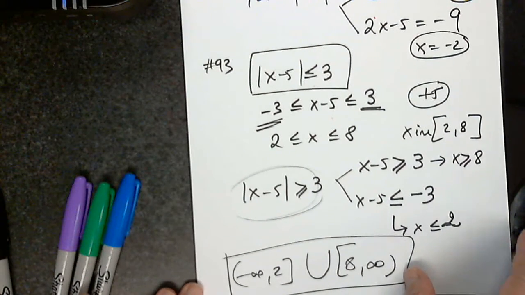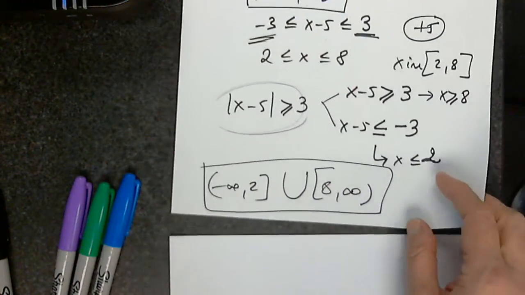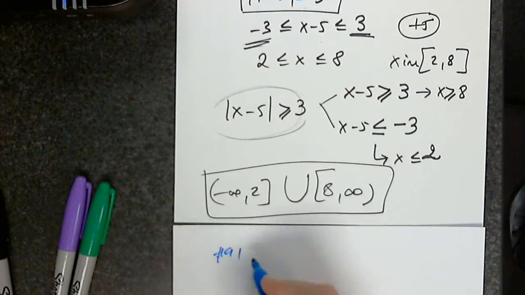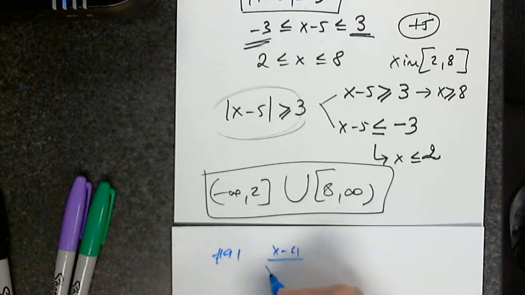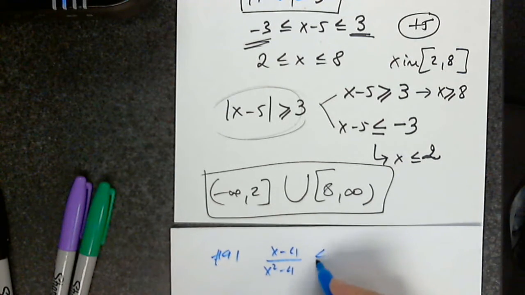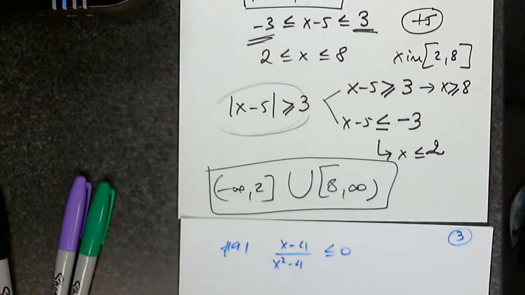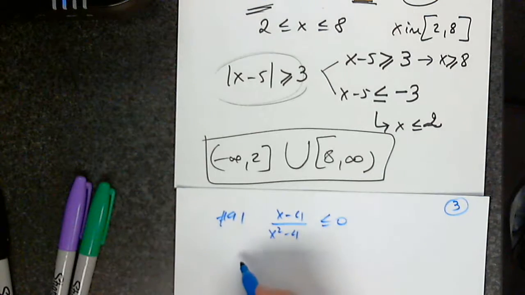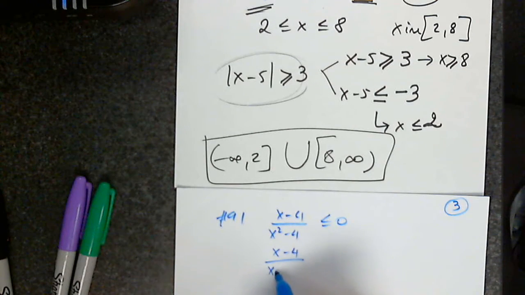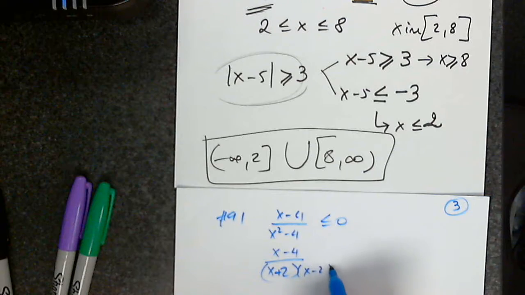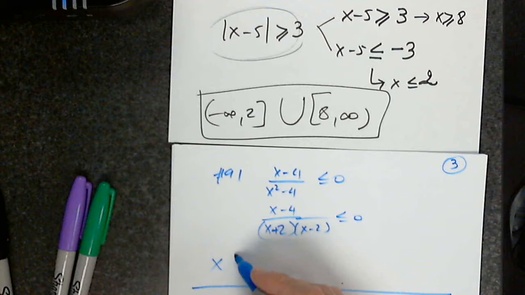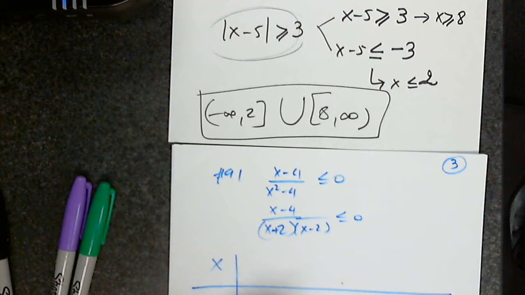And I would like you to tell me what type of inequality is 91. And in 91, we have x minus 4 over x squared minus 4 less than or equal to 0. What type of inequality is this? Yes. So I will have to factor the denominator into x plus 2, x minus 2 less than or equal to 0. And then if you like, please use the chart I showed you. If you don't like it, you have other options.